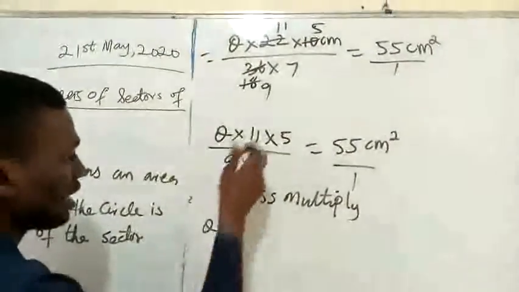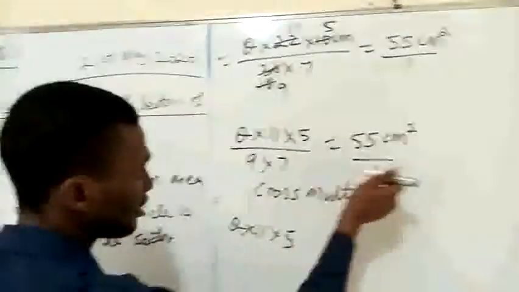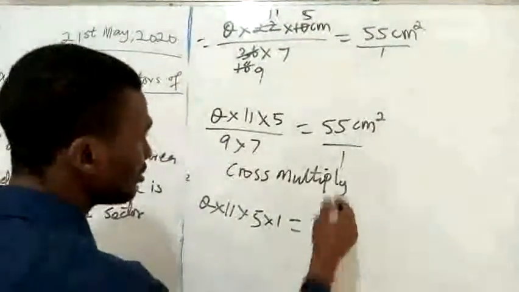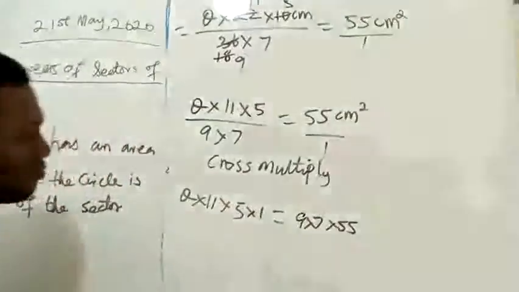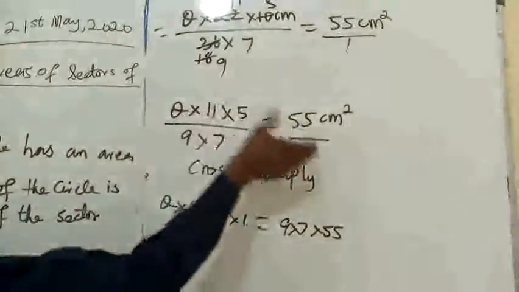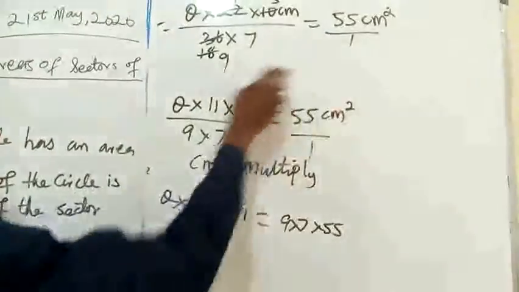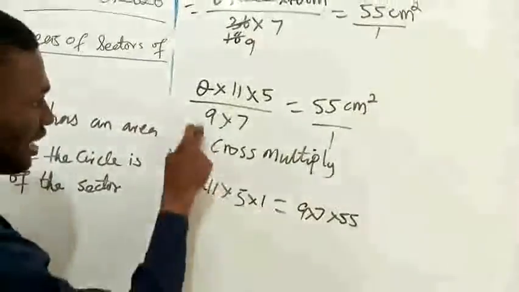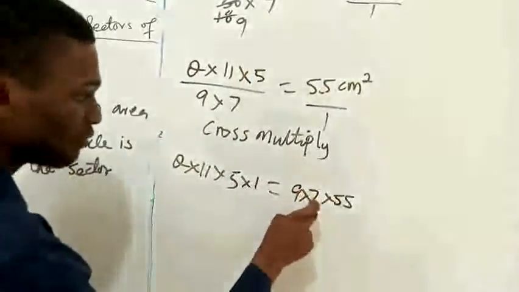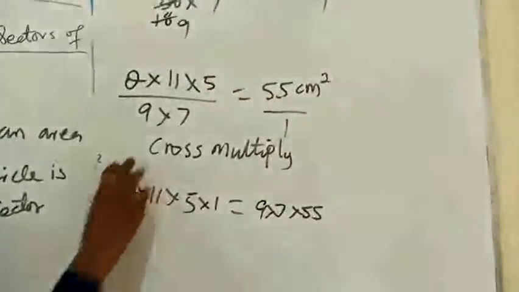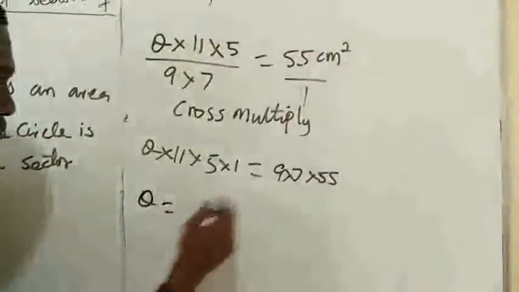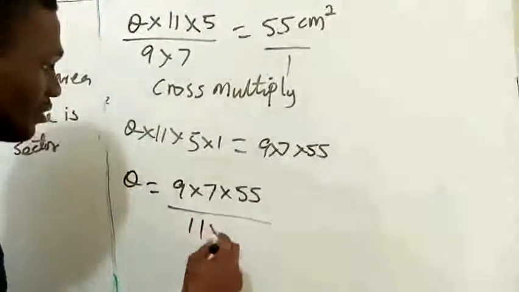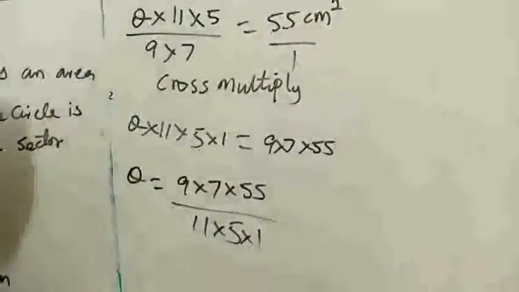That's theta times 11 times 5 times 1 is equal to 9 times 7 times 55. As soon as we cross multiply, this multiplies by this and this multiplies by this. Now we have to look for theta. Theta will now be equal to 9 times 7 times 55 all over 11 times 5 times 1.